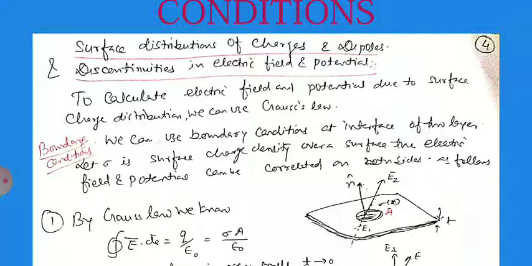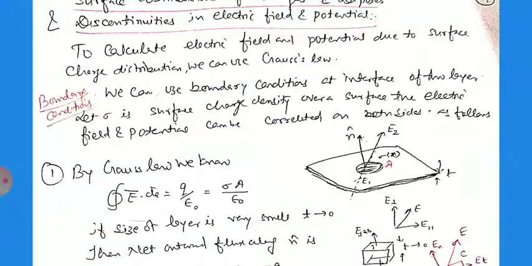Let sigma be the surface charge density over a surface. The electric field and the potential can be correlated on both sides as follows. By the Gauss law we can obtain the first boundary condition. Let us consider a conductor sheet where the electric field is E2 on the top, above the layer, and E1 below, and n cap is the perpendicular direction of the area, with sigma the charge density.